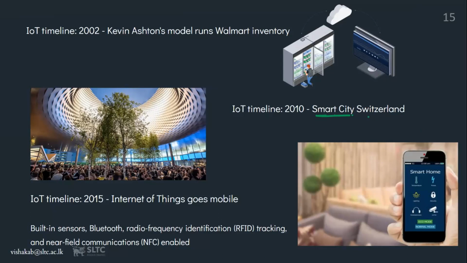So as of now, we can see that Switzerland and also other countries in Europe are focusing, and they are already developing devices that are working with the IoT concepts. So basically, the smart city concept is very popular.